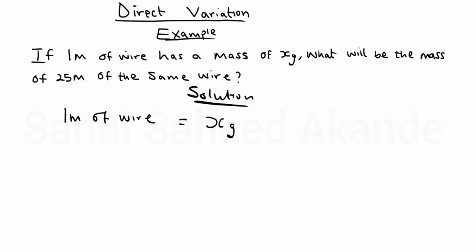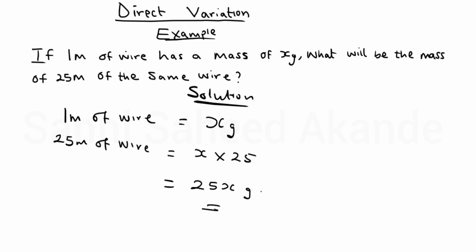So 25 meter of the same wire will be equal to when you multiply this 25 and this x together, that will give you the gram of 25 meter of the same wire. Is that okay? x multiplied by 25 will give us 25x. Then the unit is gram, and that is our answer. Is that understood? Okay, so let's take a look at another question.